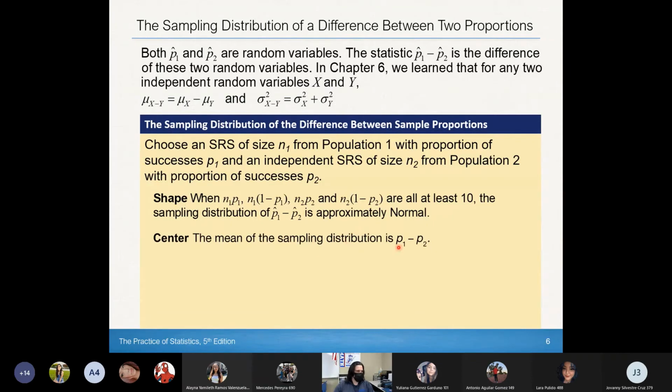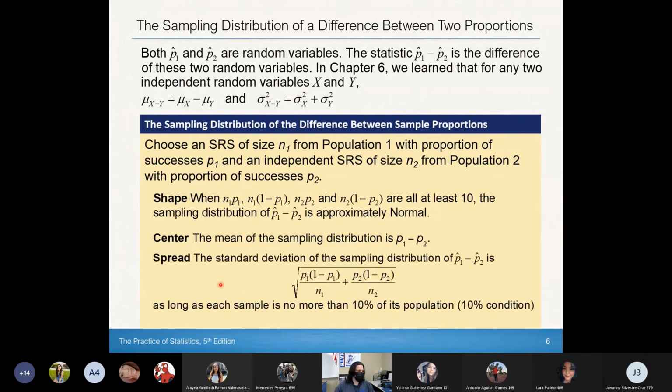The mean of the sampling distribution is p1 minus p2. The spread, the standard deviation of the sampling distribution of p hat 1 minus p hat 2, is the square root of p1 times 1 minus p1 divided by n1 plus p2 times 1 minus p2 divided by n2. This is the variance of p hat 1 plus the variance of p hat 2, as long as each sample is no more than 10% of its population. That's our 10% condition. So when we're doing the sampling distribution, we are still using the large counts condition and the 10% condition in order to get these values. We have to check these conditions, same as we had to do in chapter 7.